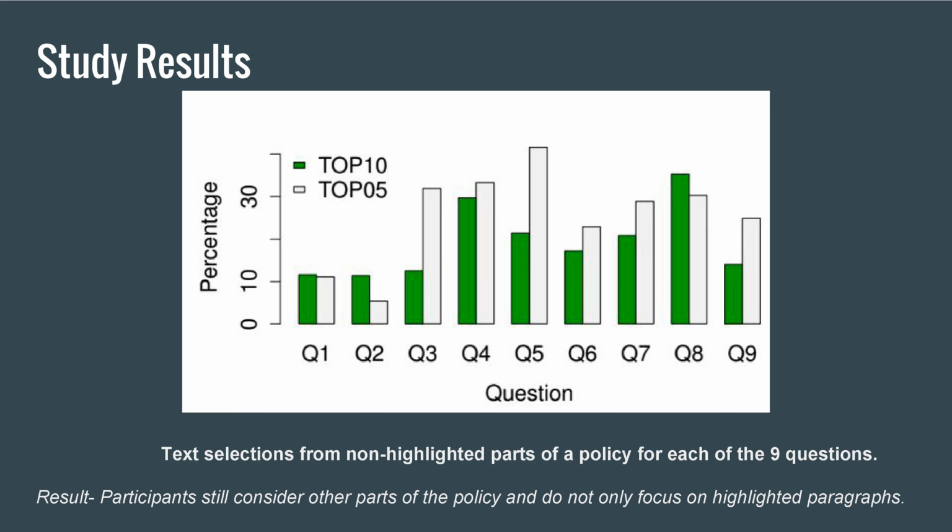The figure shows the percentage of portions which were considered outside the highlighted area for answering a question. As compared to top 10, in general, portions considered outside the highlighted area were more for top 5. This also shows that annotators do consider some text outside that which is highlighted.